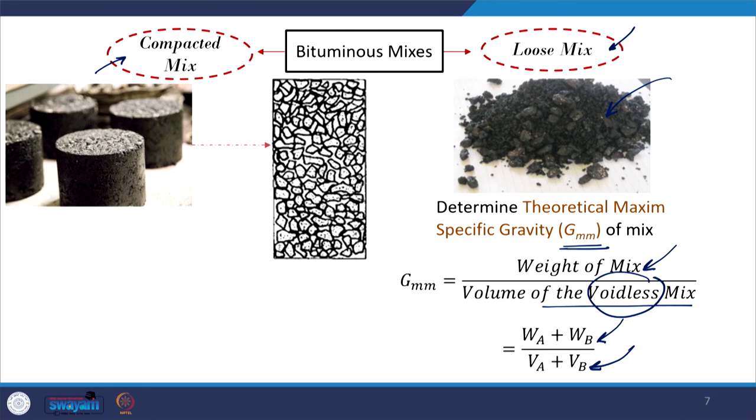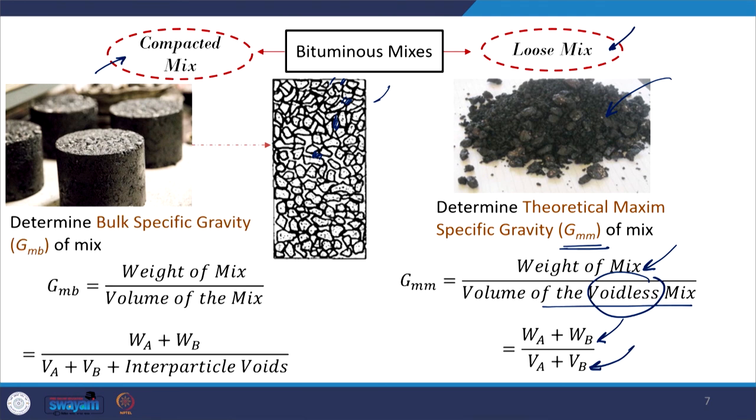And then we have the compacted mixture, and I think you can imagine very easily what the volume will be comprised of. This volume will be the volume of the bitumen, the volume of the aggregate, and there will be some interparticle voids, which is very clear here. You see, these are the interparticle voids between these coated particles. So, here the bulk specific gravity of the mix, which is denoted as GMB, is defined as the weight of the mix divided by the volume of the total compacted mixture, which means we are also including the interparticle voids in the calculation. So, Va plus Vb plus the interparticle voids.